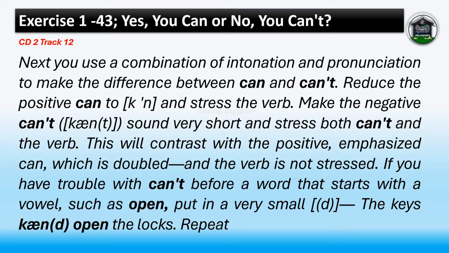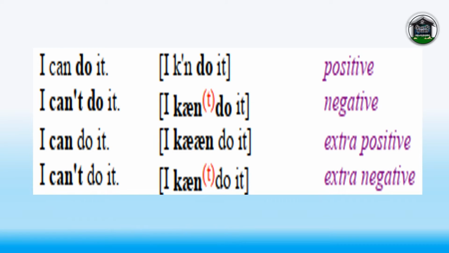This will contrast with the positive emphasized can, which is doubled, and the verb is not stressed. If you have trouble with can't before a word that starts with a vowel, such as open, put in a very small d. The keys can't open the locks. Repeat. I can do it. I can't do it. I can do it. I can't do it.